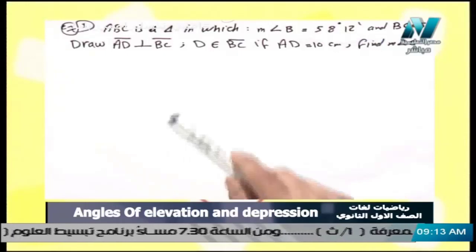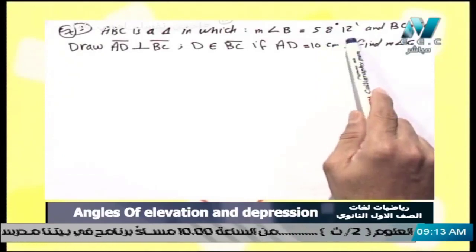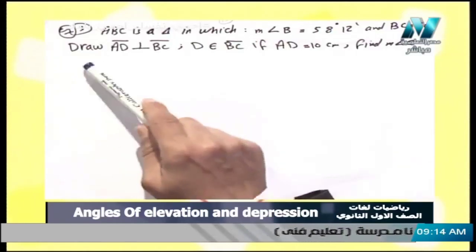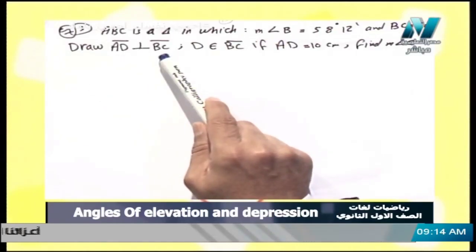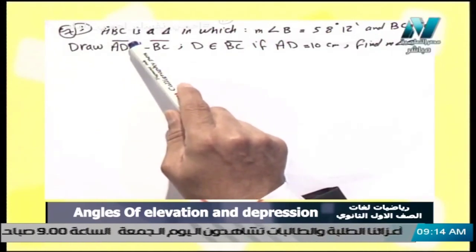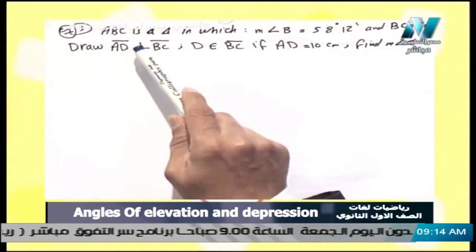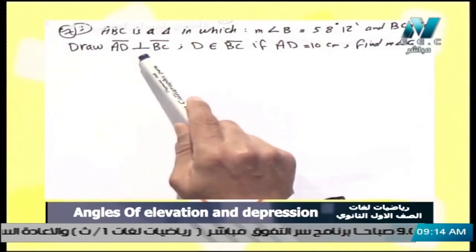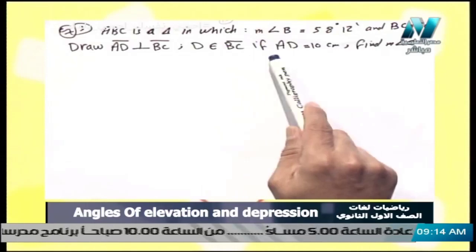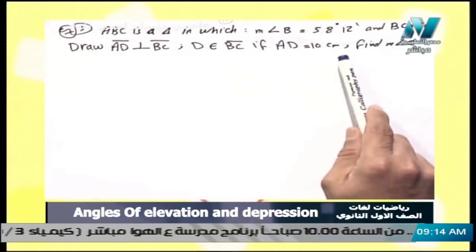If we have a triangle here, ABC is a triangle in which measure angle B equals 58 degrees and 12 minutes, and BC equals 15. Draw AD perpendicular to BC. So the triangle ABC now is not mentioned that it's a right angle triangle, so it's an acute angle triangle, and we will draw AD perpendicular to BC, and D belongs to line segment BC, and he gives us that AD equals 10 centimeters, so the request is to find the measure of angle C.